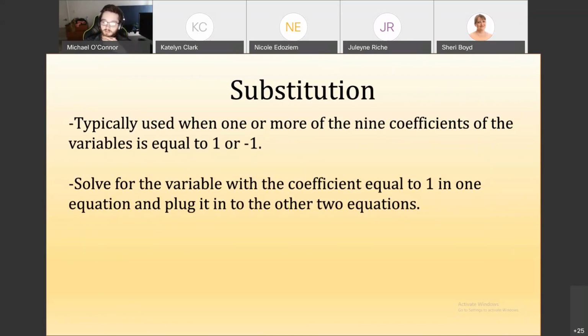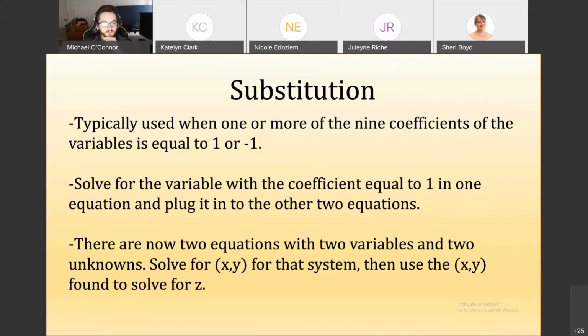And then after you solve, you now have two equations with two variables. I'm not sure why I put two unknowns right there; I think that's a typo. Just two equations with two variables. Then you solve for x, y like I showed you how to do before for two equations and two unknowns, and then use the x, y found to solve for z back in your original system. So I'll show you guys an example here in a second. I'll let you write that down if you're taking notes.